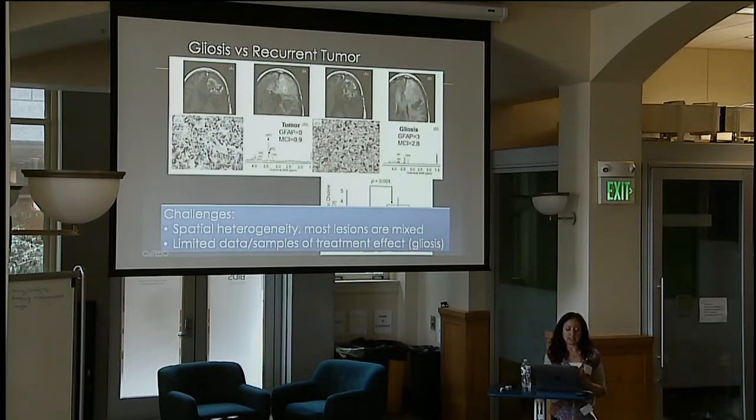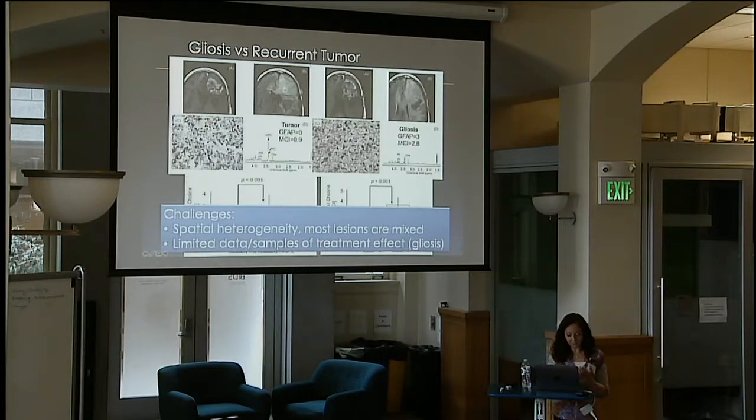So spatial heterogeneity and determining where to sample to make sure you get the area of recurrent tumor versus treatment effect becomes very important. And you have also, in doing these studies, the sample size for the treatment effect or pure treatment effect to be able to then train models to do predictions is limited, because you're always trying to go for where there's more aggressive tumor, if that makes sense.